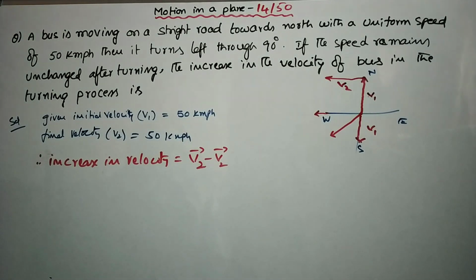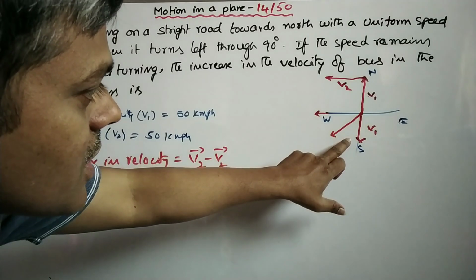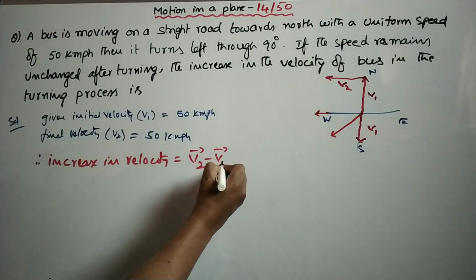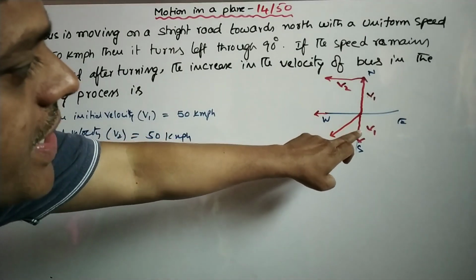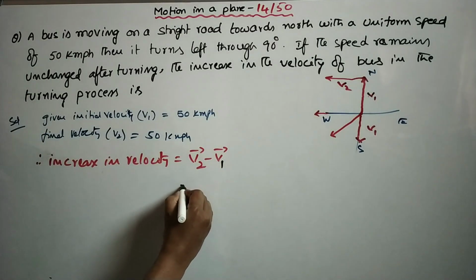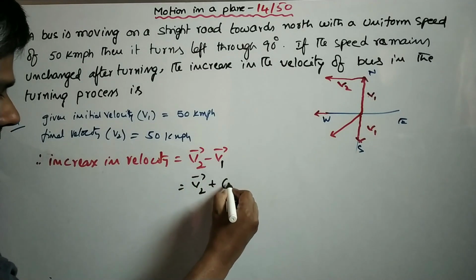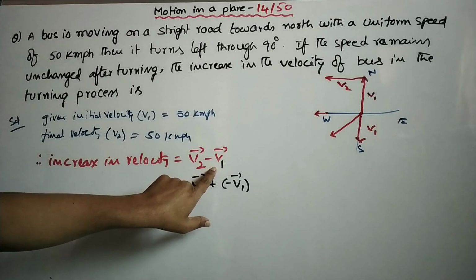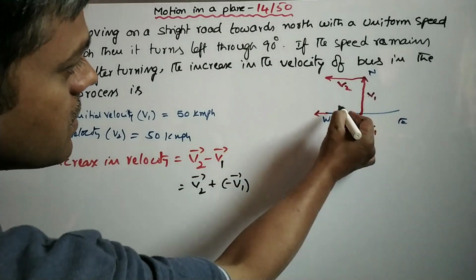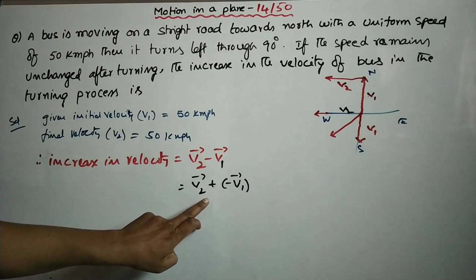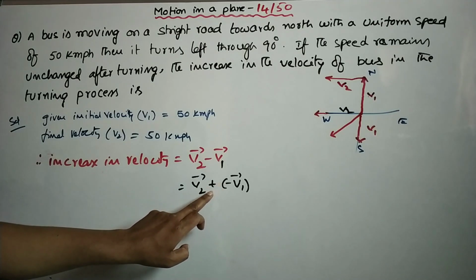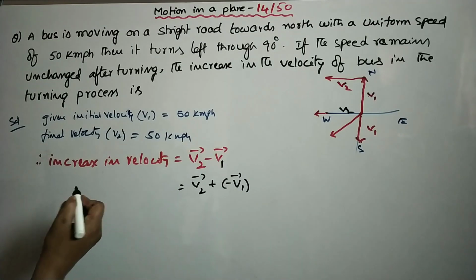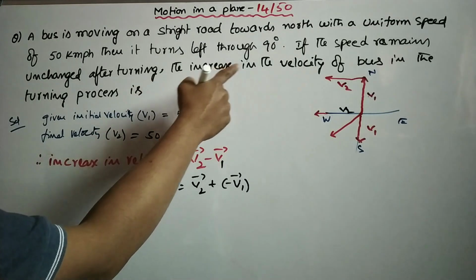So v1 is in what direction? The change is v2 minus v1. So v1 is taken as negative, which is equal to v2 bar plus minus v1 bar. Here there are two vectors, this is v2 and this is v1. The difference between these two vectors is nothing but the sum of two opposite vectors. So what is that? The magnitude of change in velocity, the increase in velocity.